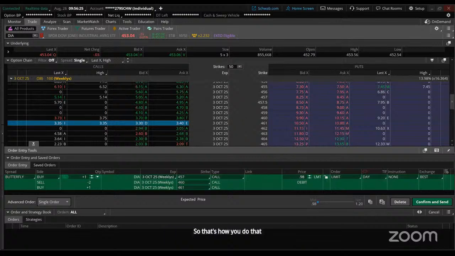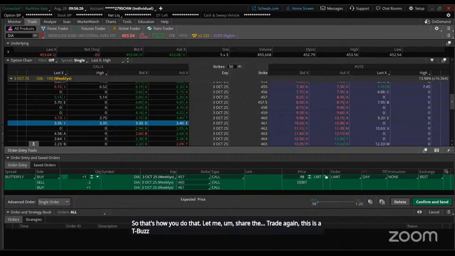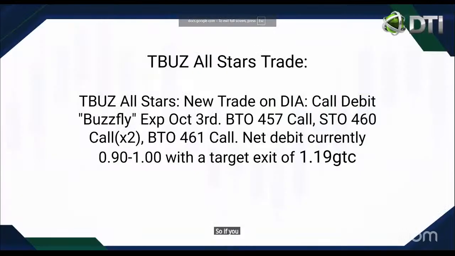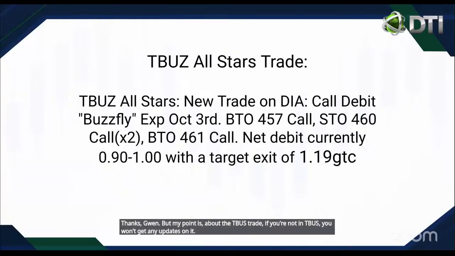So that's how you do that. Let me share the trade again. This is a T-Buzz All-Stars trade. So if you're here for Train and Trade early, welcome in. This is a T-Buzz All-Stars trade. Gwen was filled at 90 cents. Thanks, Gwen. But my point is about the T-Buzz trade, if you're not in T-Buzz, you won't get any updates on it. So just keep that in mind.